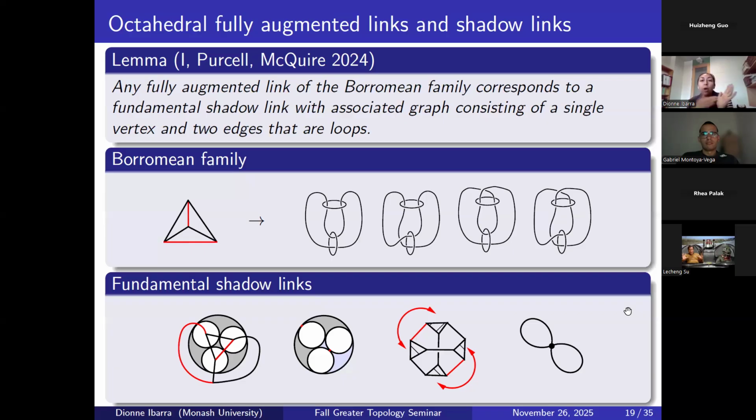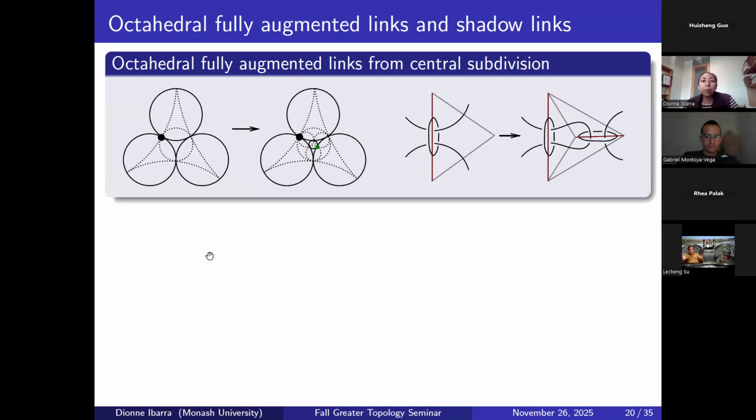Now we want to build on this. So we're going to use Jessica's proposition that tells us that we can get to any octahedral fully augmented link by subdividing this graph here. Okay, so let's see what happens when we do a central subdivision. First, recall when I discussed this before, I had mentioned that when you do a central subdivision of the nerve, that adds a circle to the face of the triangle associated to the nerve where you're doing the subdivision. So suppose that this is the piece here. So we get a circle here.